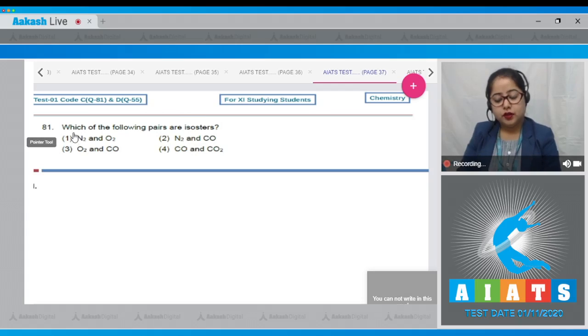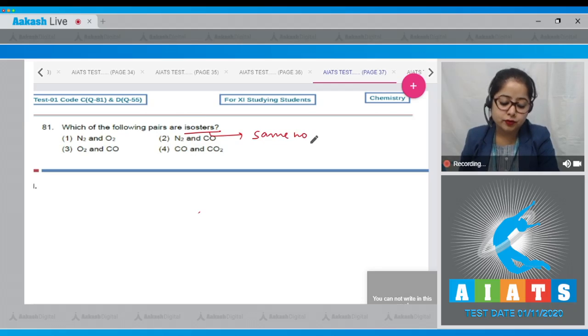81. Which of the following pairs are isosters? Student, first of all, we have to understand isosters. So isosters have the same number of atoms as well as the same number of valence electrons.